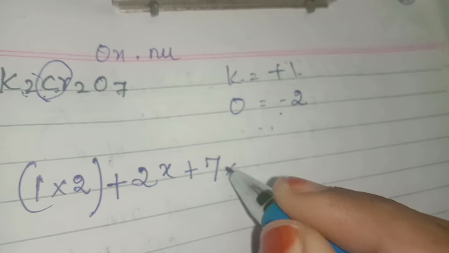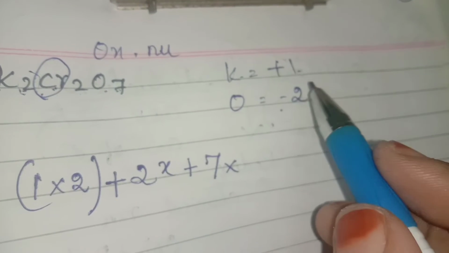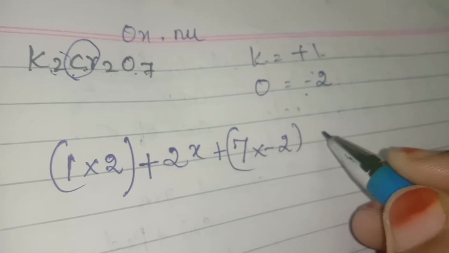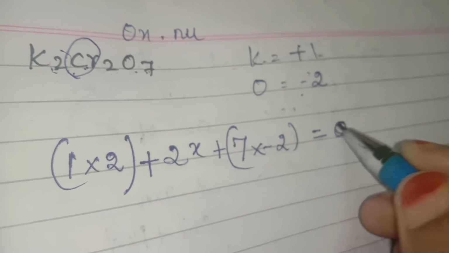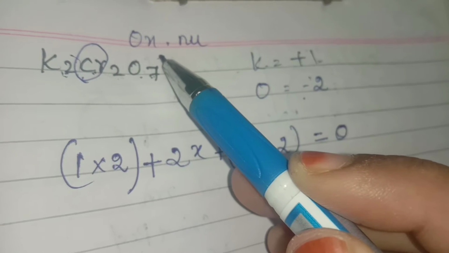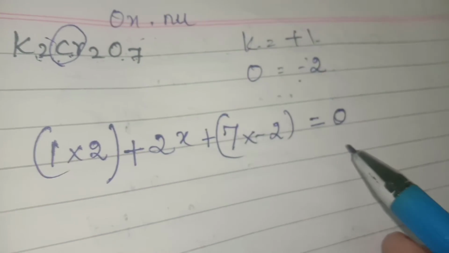So 7 into, what is the value for oxygen? -2. So 7 into -2. So here putting on bracket, which is equal to 0. Okay. Here no value is present. Here minus is not present. -2 is not present. So we are writing here which is equal to 0.